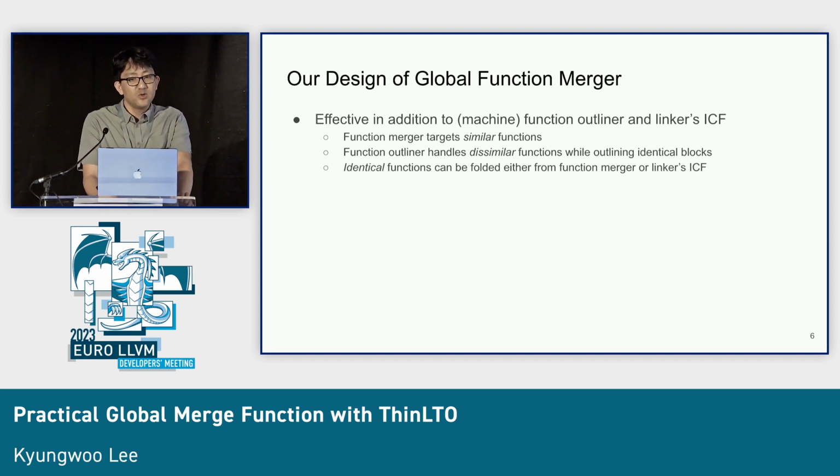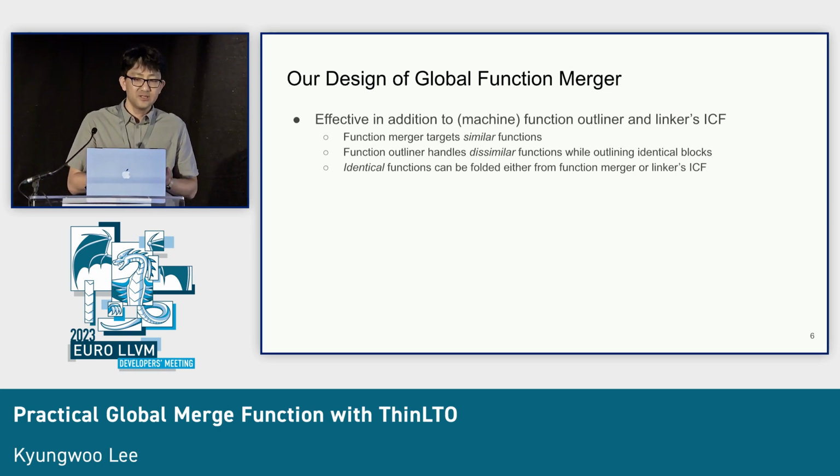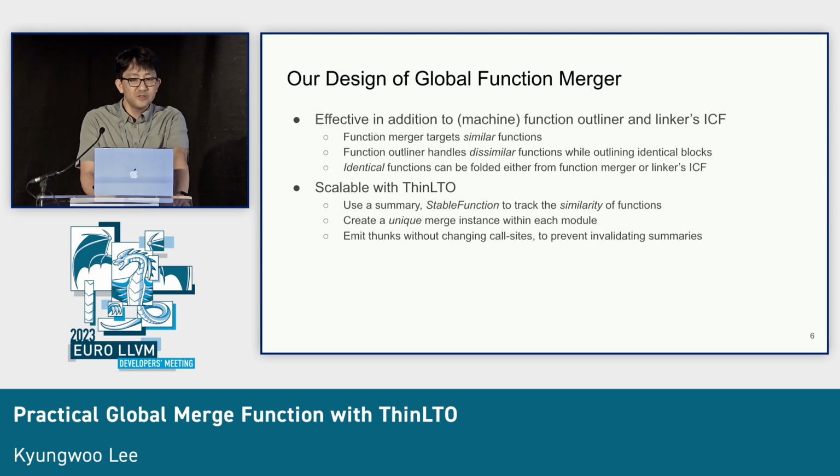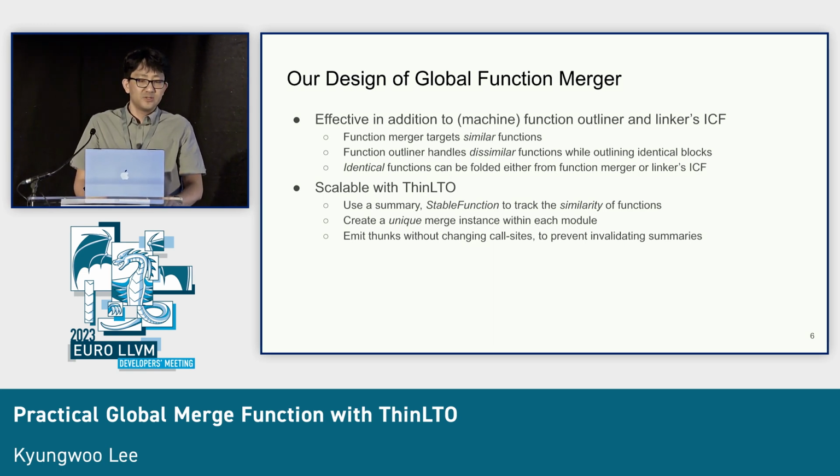We basically want the function merger to handle similar functions, while the majority of the similar functions are dealt with by the function outliner. Second, we aim to ensure the function merger is scalable with ThinLTO. To achieve this, we use a summary called the stable functions to track the similarity of the functions.